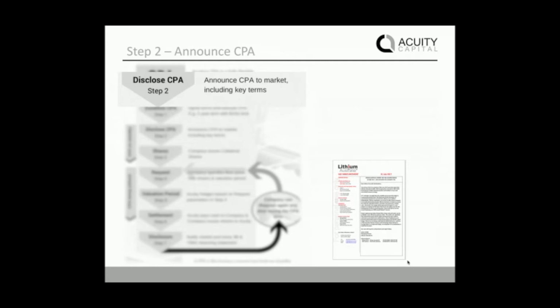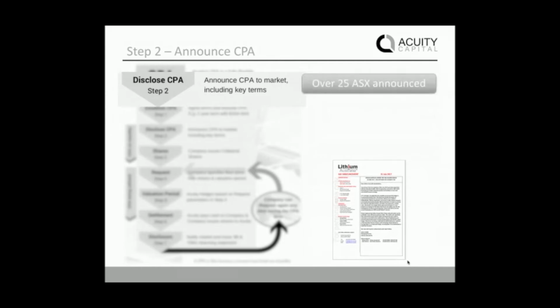And then it's announcing the CPA terms to market. This can be done as a standalone announcement. We've got plenty of examples of those. And we've seen a number of companies include it in their quarterly. With the July quarterly being due soon, we think that's a great way to go.